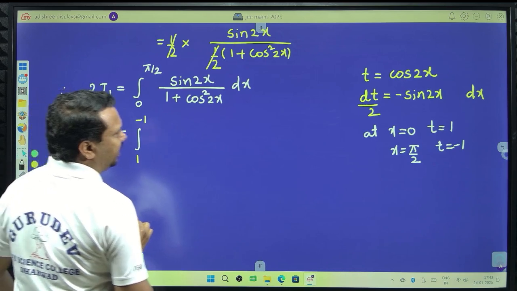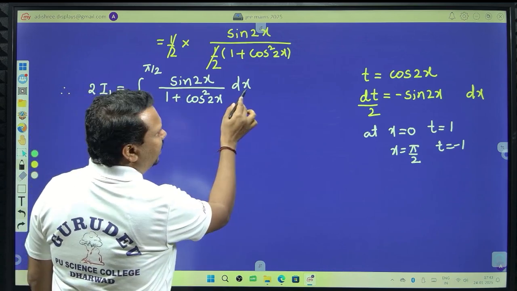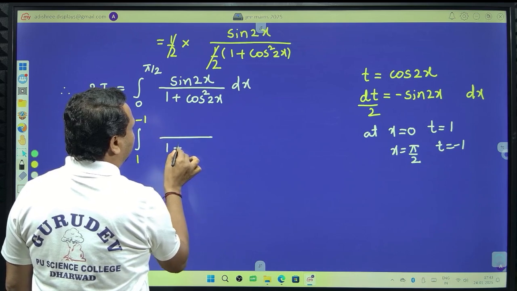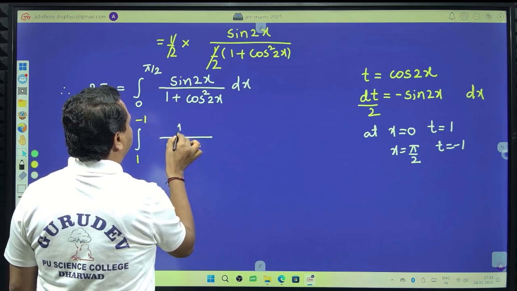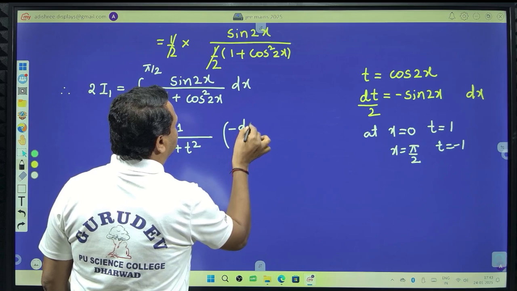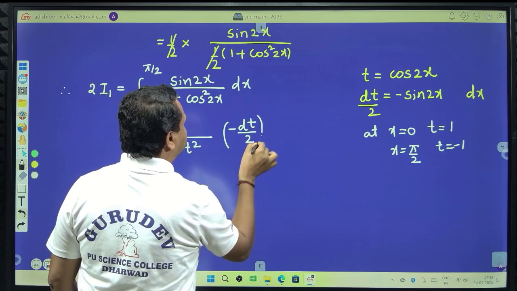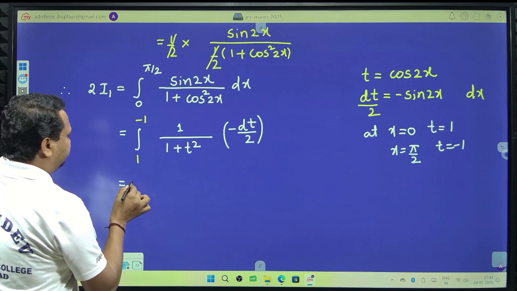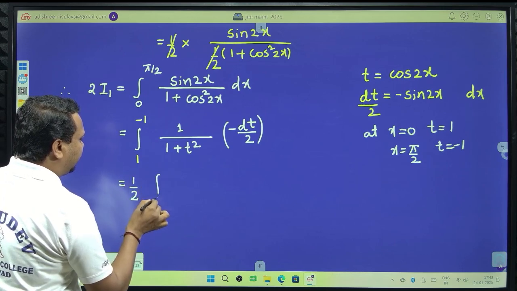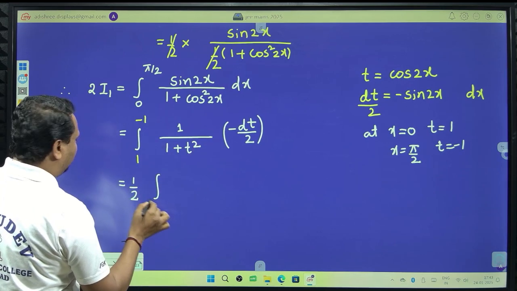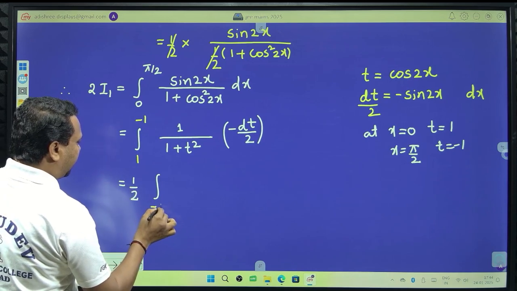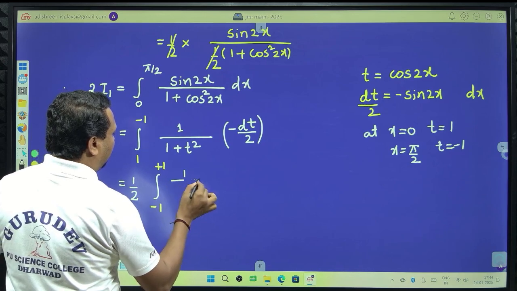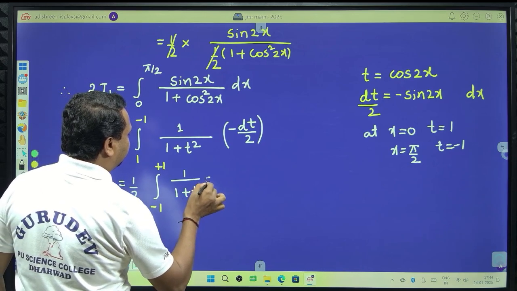Now the remaining substitution. Sin 2x into dx is minus dt by 2. The denominator is 1 plus t square. So this is 1 and this is minus dt upon 2. Clear? Or else I can write 1 by 2 in the interval, as it is minus, I will change the upper limit and lower limit. I write minus 1 here and plus 1 here, and the function remains as it is, 1 divided by 1 plus t square, dt.